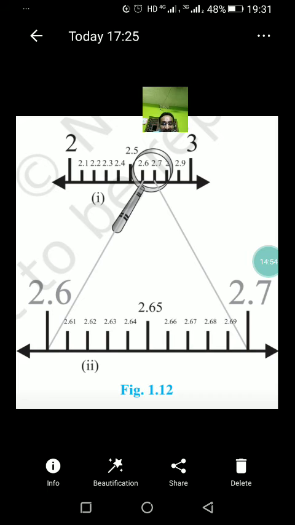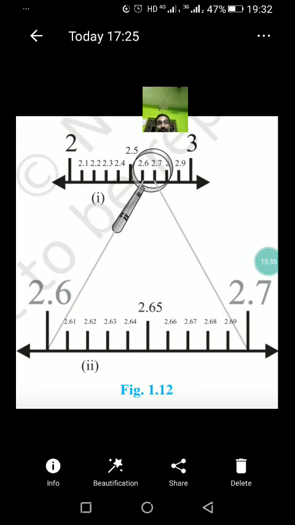Now, 2.665 lies between 2.6 and 2.7. So let us focus on the portion between 2.6 and 2.7. Imagine dividing this again into 10 equal parts. The first mark will be 2.61, the next 2.62, and so on. To see this clearly, we magnify this as shown in the lower figure of figure 1.12.